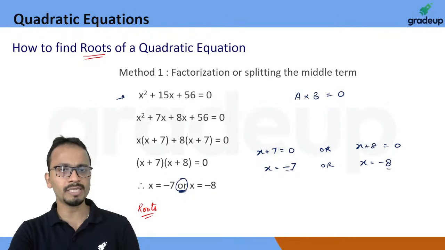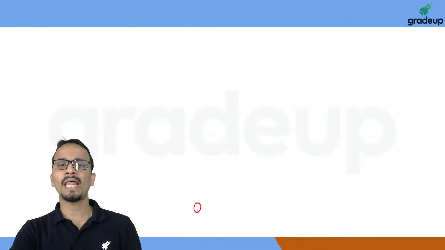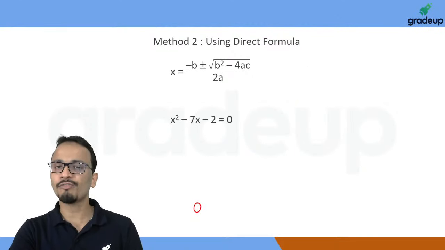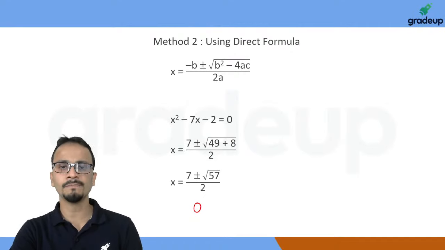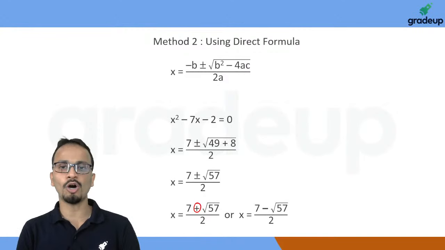So this was one of the methods, the factorization method, in which we split the middle term. And the second method is the direct formula, which we have just seen, in which I have used the direct formula to get the values of x.